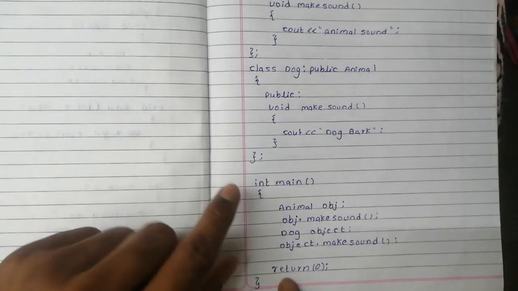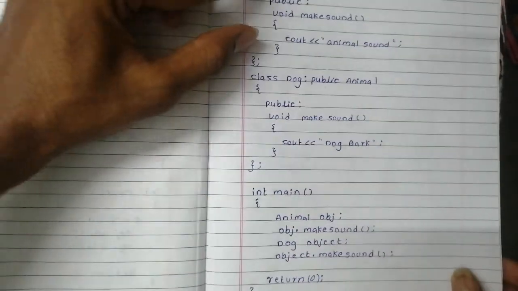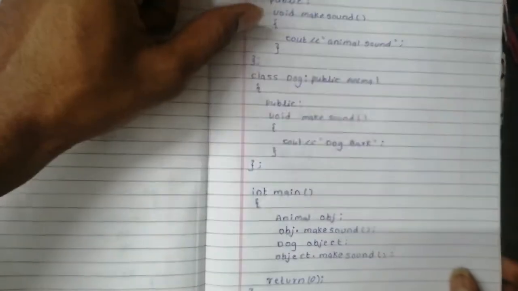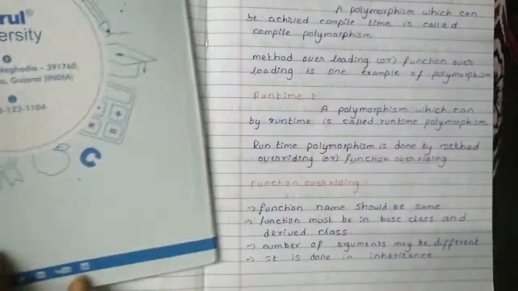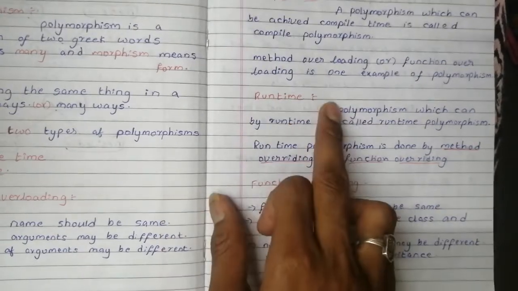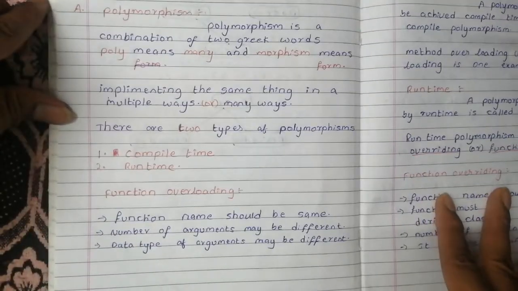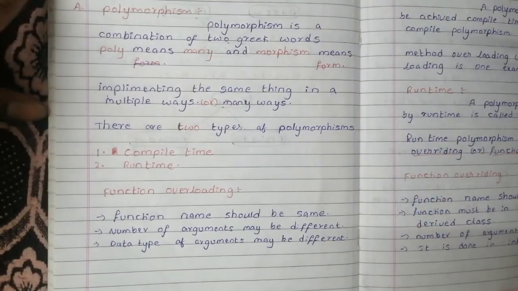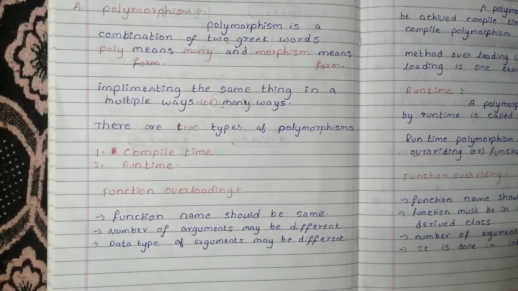And the main concept here is function overriding. Function overriding means the function name must be the same, but one must be in the base class and the other in the derived class. Function overriding happens at runtime. Runtime means function overriding; compile time means function overloading. So I think you got a better idea about compile time and runtime, and function overloading and function overriding.